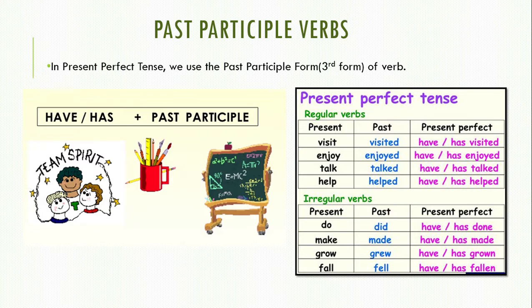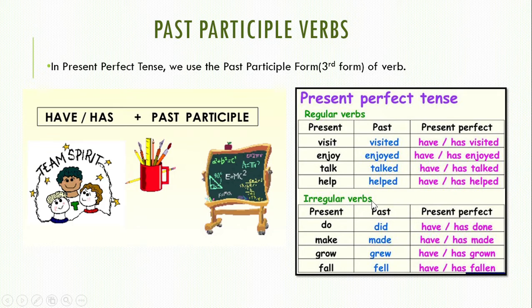For regular verbs, basically, we use the same form as simple past. As an example, we have visit, enjoy, and talk. In simple past will be visited, enjoyed, and talked. In present perfect, we need to add the auxiliary have or has plus the past participle verb.